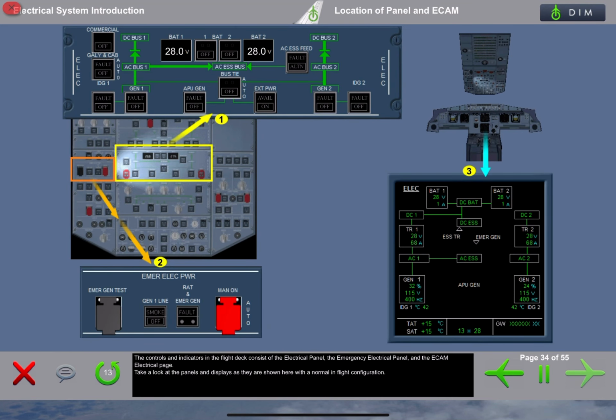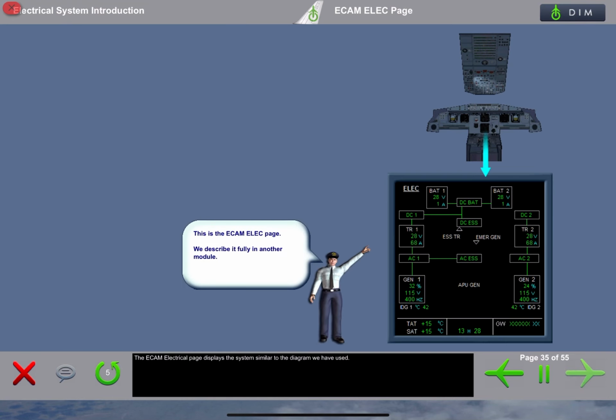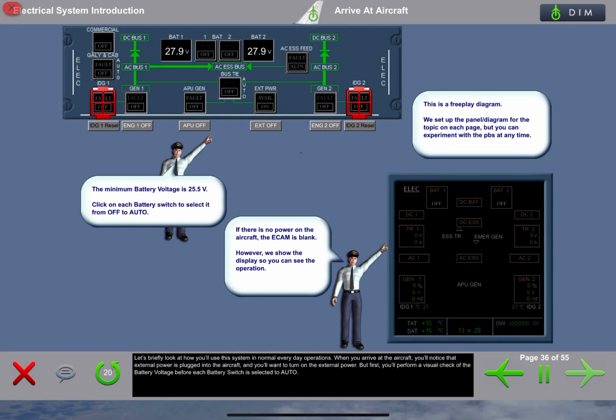The controls and indicators in the flight deck consist of the electrical panel, the emergency electrical panel, and the ECAM electrical page. Take a look at the panels and displays as they are shown here with a normal in-flight configuration. The ECAM electrical page displays the system similar to the diagram we have used. Let's briefly look at how you will use this system in normal everyday operations.